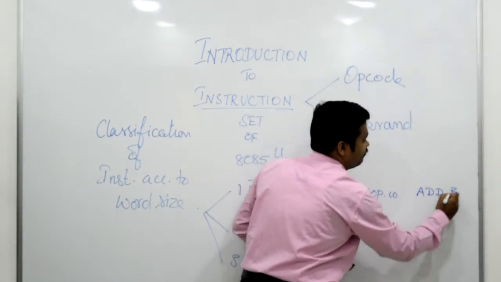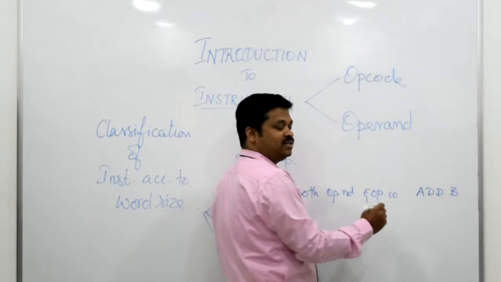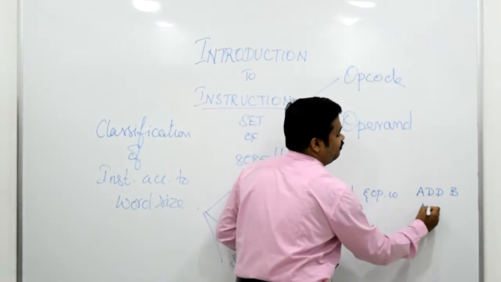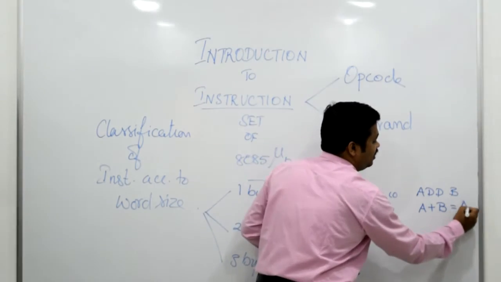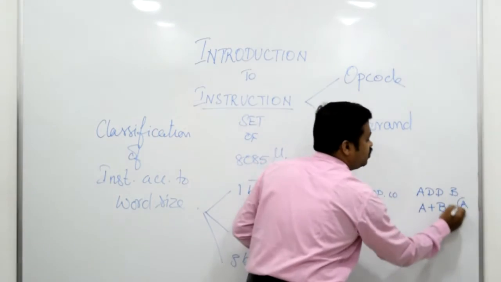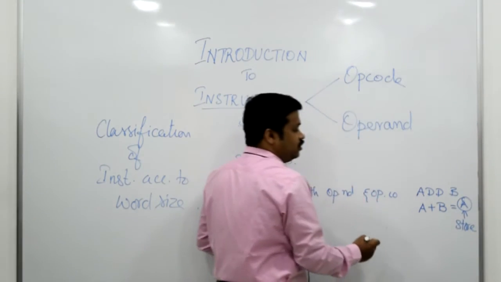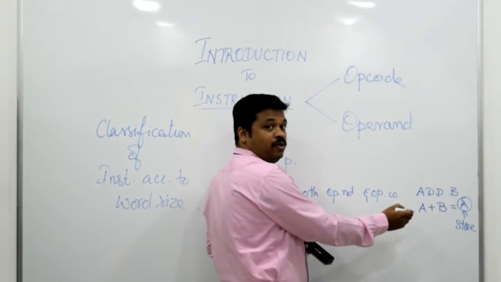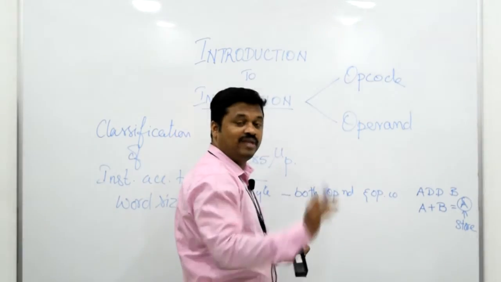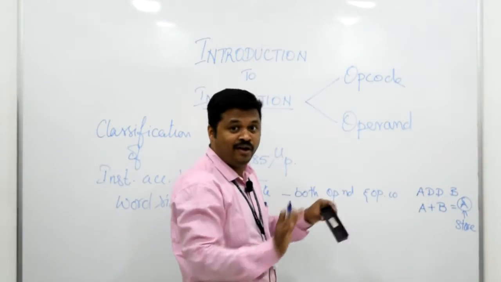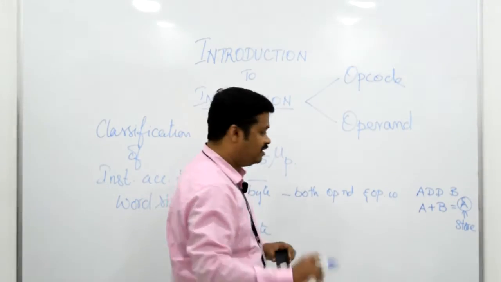ADD B. This is one type of instruction where the explanation is: add the content of the A register and the B register and store the result in the A register. So, here the data to be operated on and the task are both specified in the same instruction. So, that is called a 1 byte instruction. If you see any instruction which has both the operand and opcode in the same instruction, you call it a 1 byte instruction.